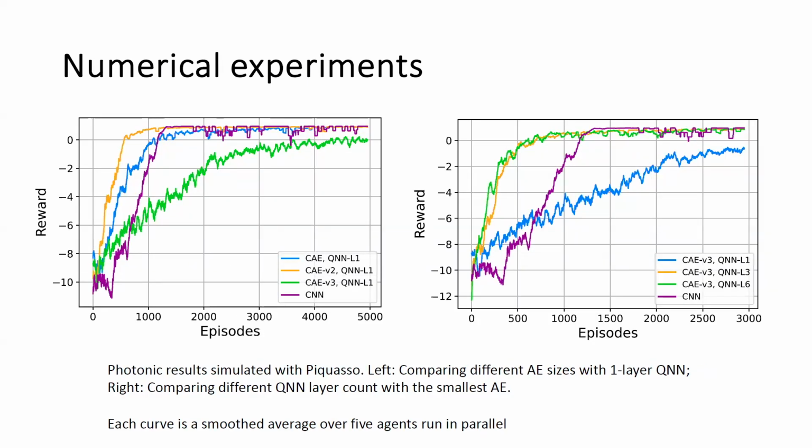And we have very similar results in the photonic approach, which is simulated with the Picasso simulator software, which Zoltán talked about recently. Here we see a very similar trade-off between the autoencoder size and QNN layer counts, but we also see some signs that the quantum agent might be a little bit better in some cases. Now, let me mention that these curves are the smoothed averages of 8 agents, from which we dropped the worst performing 3 ones. So it's actually an average of 5 agents.